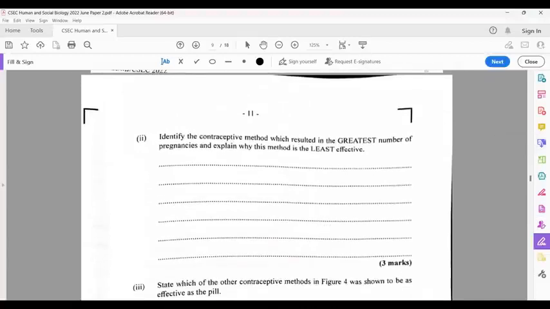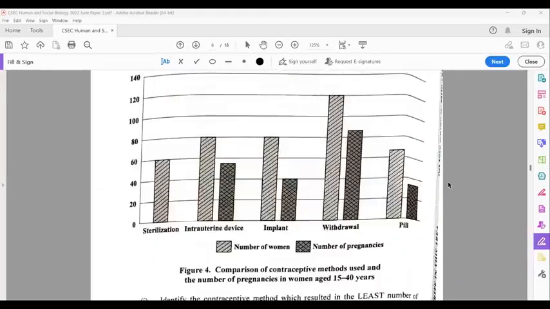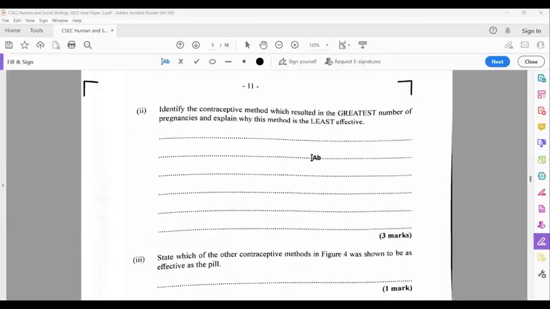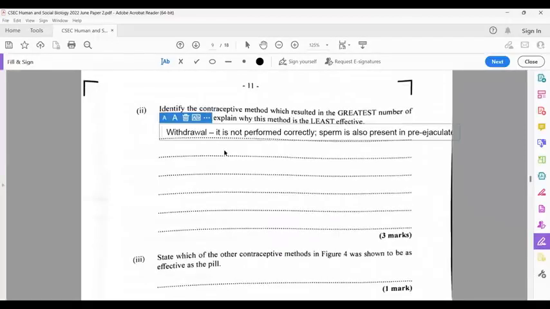Identify the contraceptive method which resulted in the greatest number of pregnancies and explain why this method is the least effective. If we go back to the chart, we're looking for the highest number of pregnancies, which is withdrawal, which is just under 90. It's about 85-ish. So it really wasn't a good method. The withdrawal method that they used, that wasn't good. That was the least effective method.